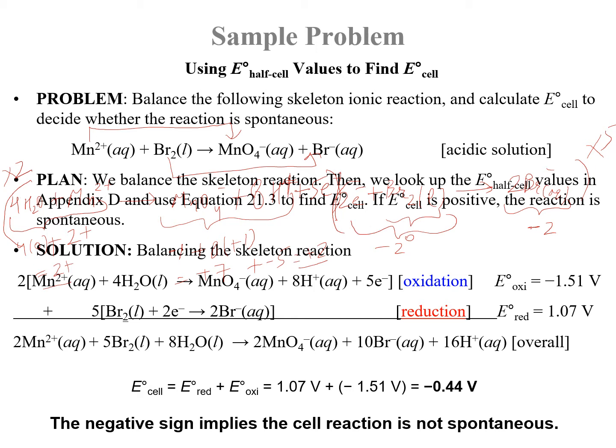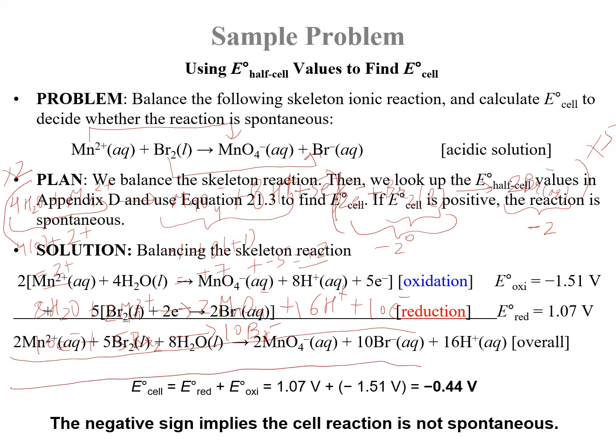So if I add these two half reactions, that would give me 8 water, because I'm multiplying it by 2, plus 2 manganese ion, giving 2 permanganate ion, plus 2 times 8 is 16 protons, plus 2 times 5 is 10 electrons. Next I add this reaction, which is 5 times 2, so 10 electrons, plus 5 Br2, changing to 10 Br minus. Now we add everything up to get to our final reaction.